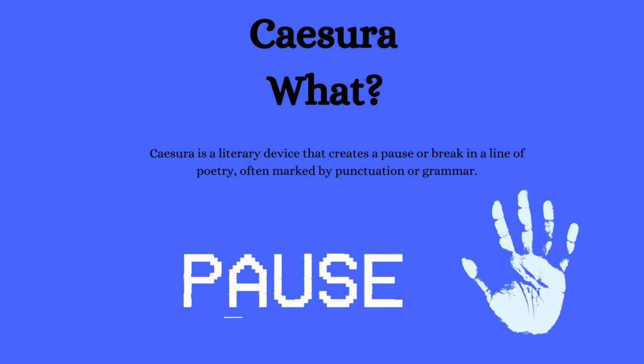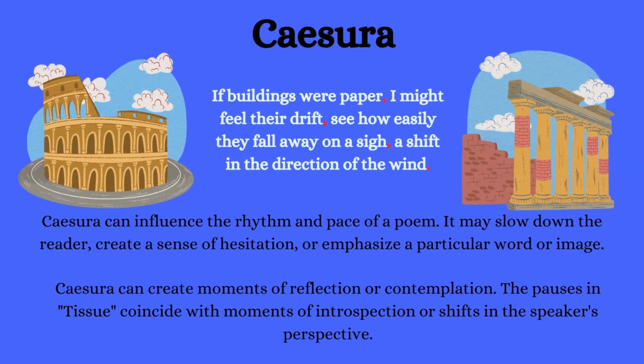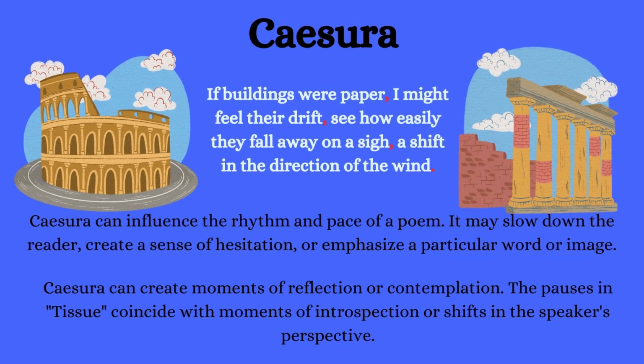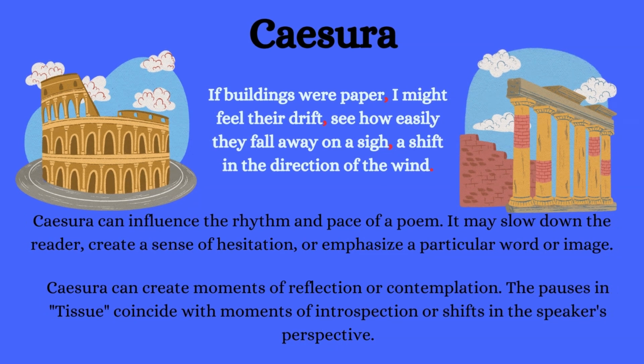Caesura is a literary device that creates a pause or break in a line of poetry, often marked by punctuation or grammar. Caesura can influence the rhythm and pace of a poem. It may slow down the reader, create a sense of hesitation, or emphasize a particular word or image. Caesura can create moments of reflection or contemplation. The pauses in Tissue coincide with moments of introspection or shifts in the speaker's perspective.